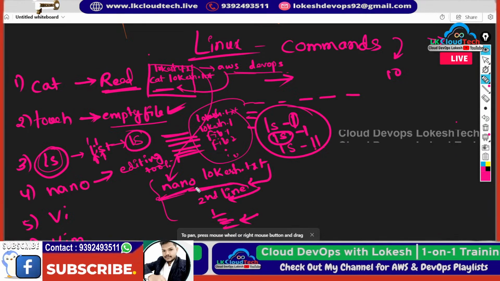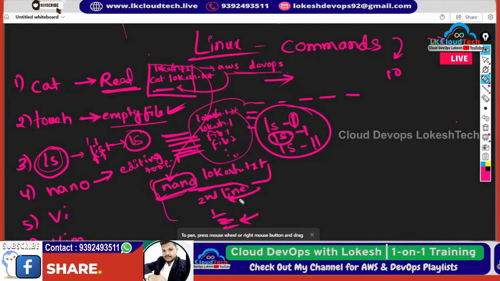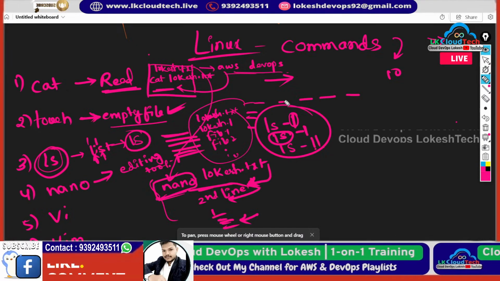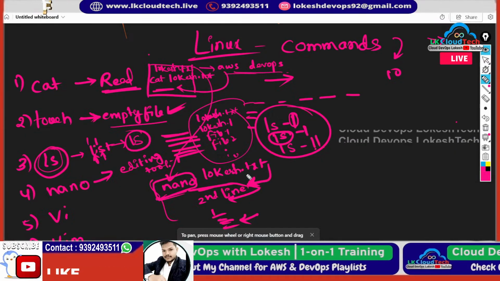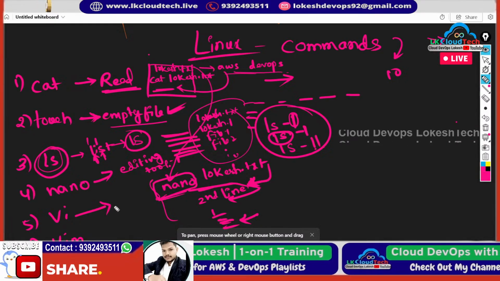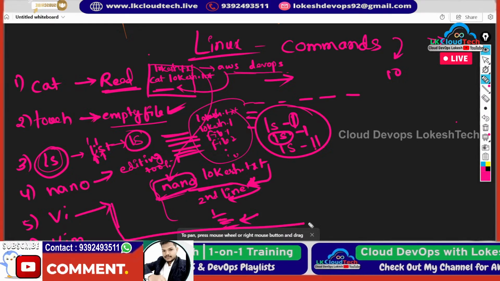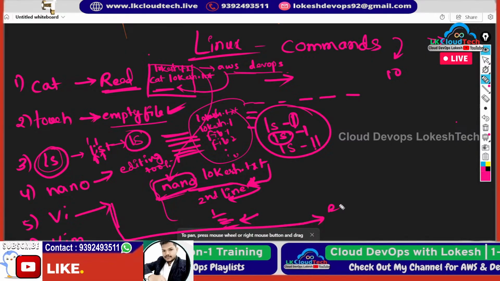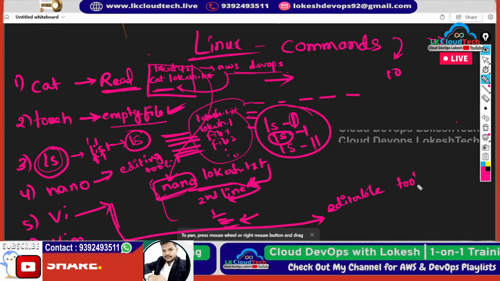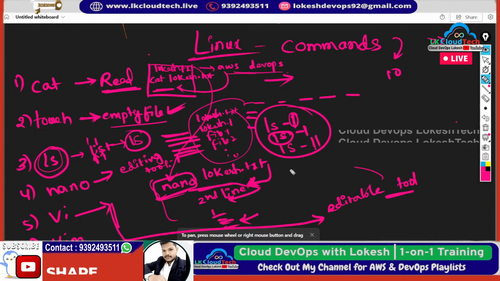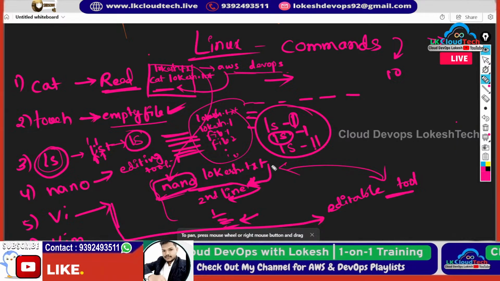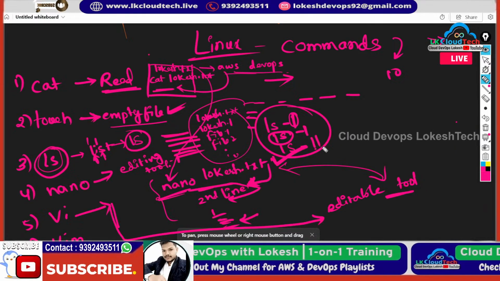Using nano, you can edit an already existing file, and you can also create a new file. And vi is also the same, vi is also an editing tool. Then you will get a question: what is the difference between these two? The purpose is the same.